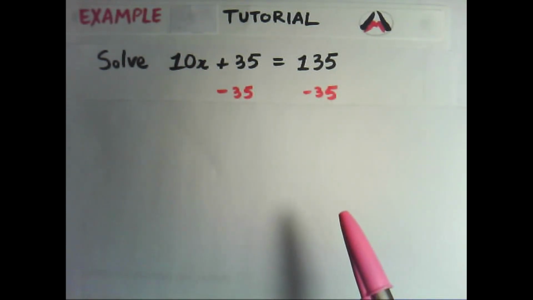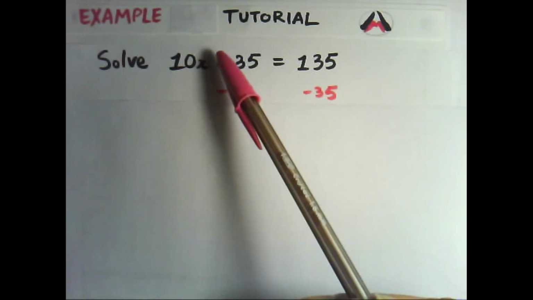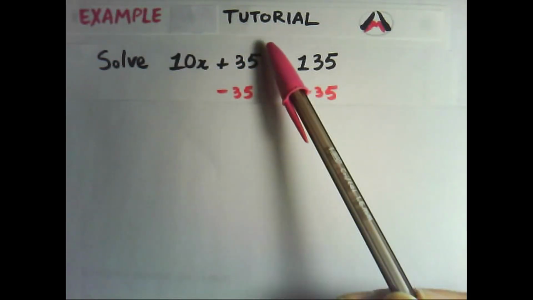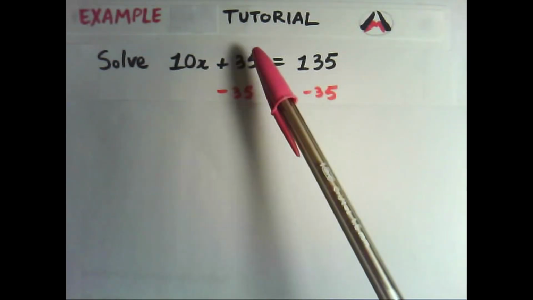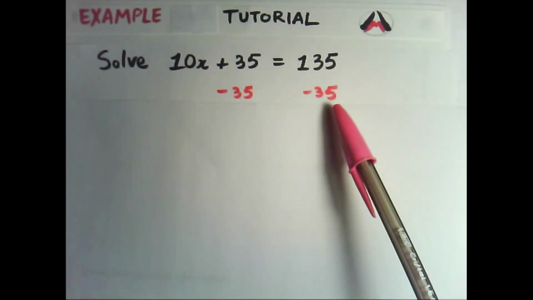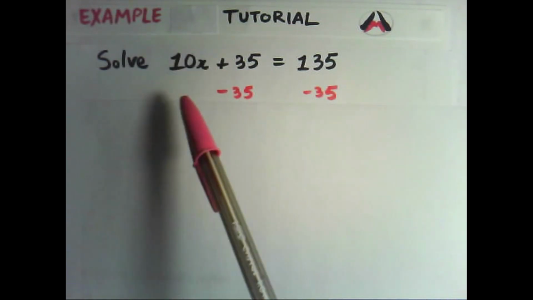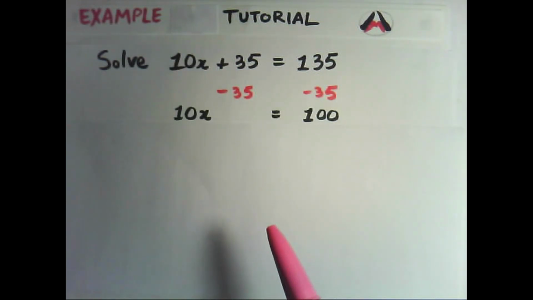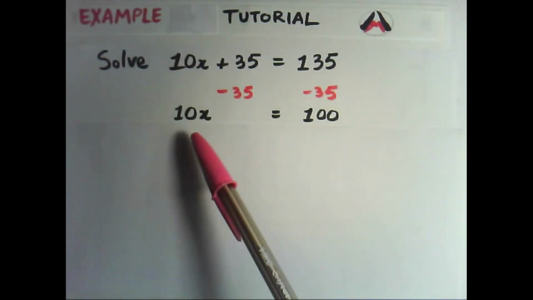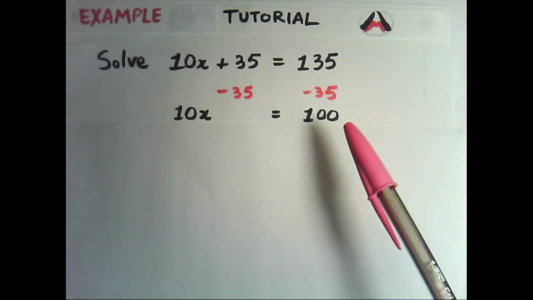And if we do that, we'll get the positive 35 minus the 35, so that will become 0. And 135 minus 35, that will become 100. Nothing actually changes to the 10x part. So we have 10x is equal to 100.